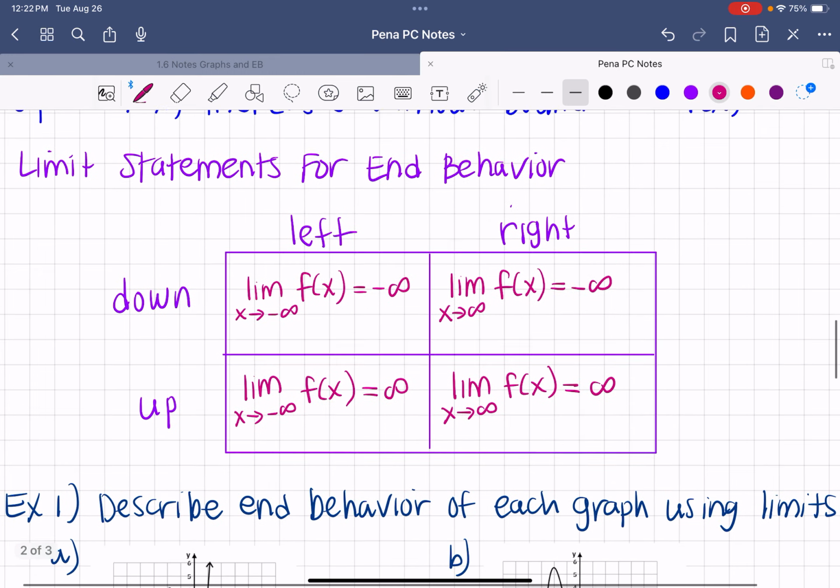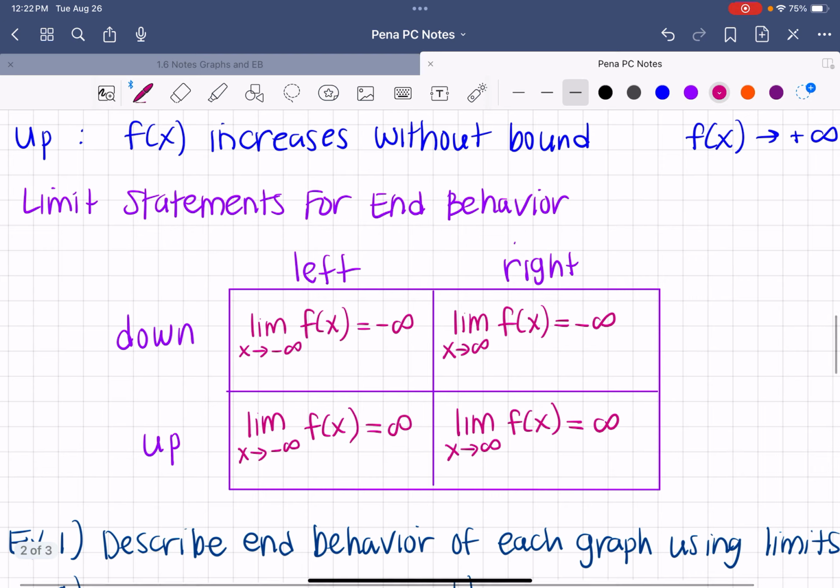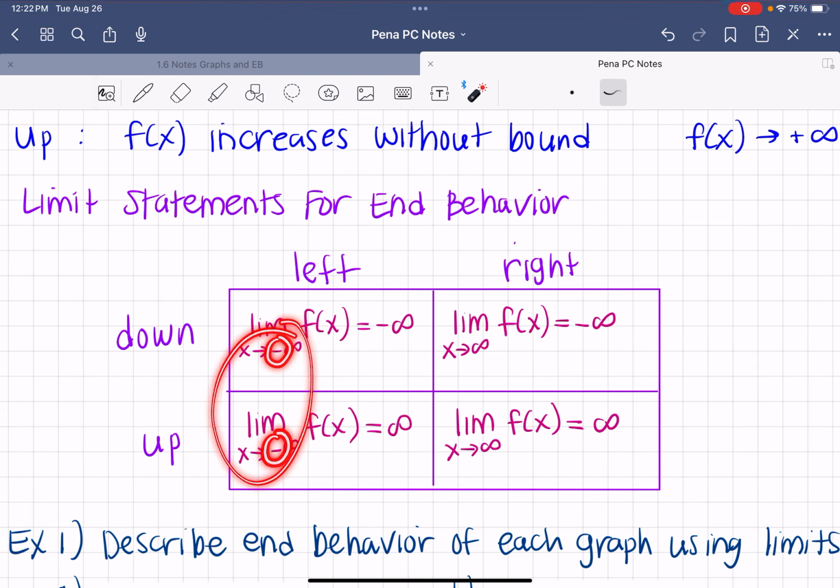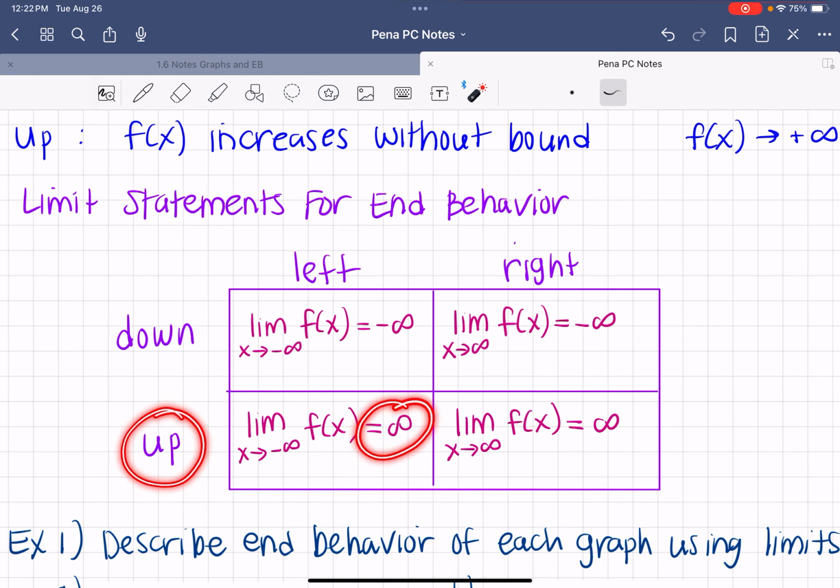When you look at this table, it honestly looks like I wrote the same thing 4 times, but I promise that they are different. The differences are subtle, though. For the left, make sure that x is negative. For the right, make sure that these x's are going towards positive. If it's pointing down, then it needs to equal negative infinity. If it's pointing up, then it needs to equal positive infinity. Those are the 4 different options that you might have to write.